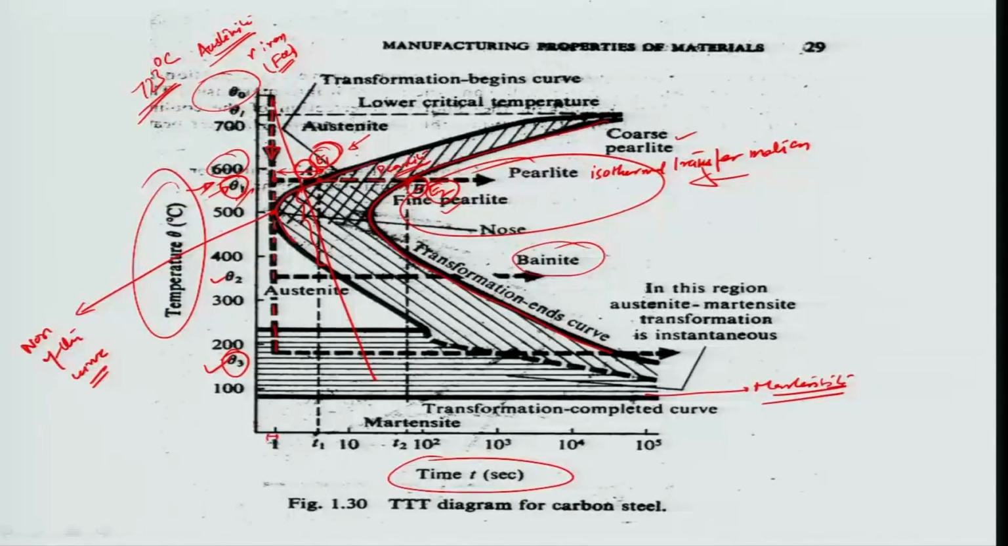But if you are having a rapid quenching like this, where there is almost zero time, then you just go tangentially to the nose and avoid getting into the pearlite zone and go directly into the martensite zone. So, below, let us say, 500 degrees Celsius, the austenite, supposing I drop it somewhere here at theta 2, would now isothermally convert into bainite. It will not give you pearlite anymore.